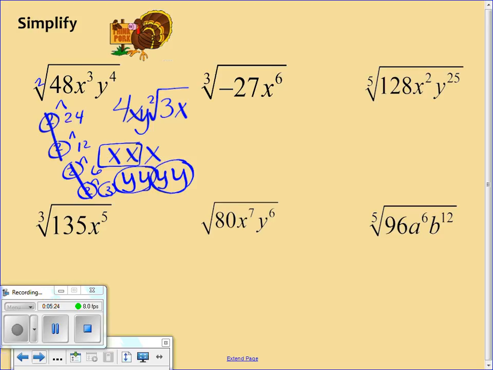Now, let's go back to the whole idea with the x's, because it didn't divide nicely, right? So 3 over 2 is 1 1/2. 1 x came out. 1 x stayed underneath the square root.